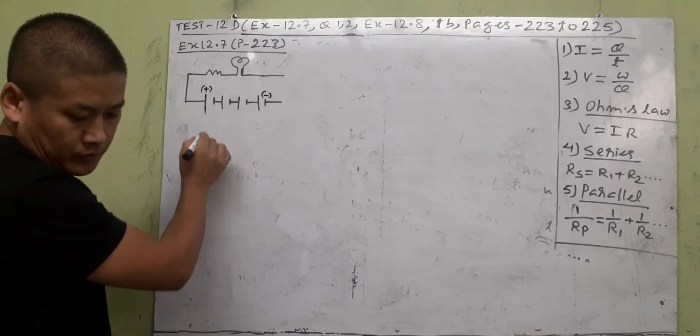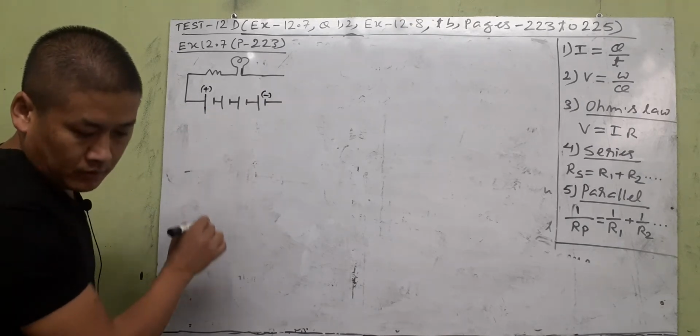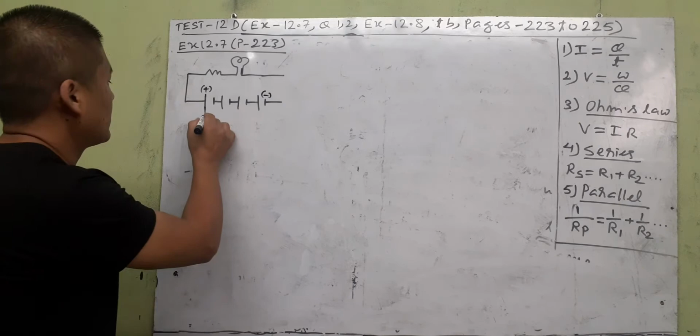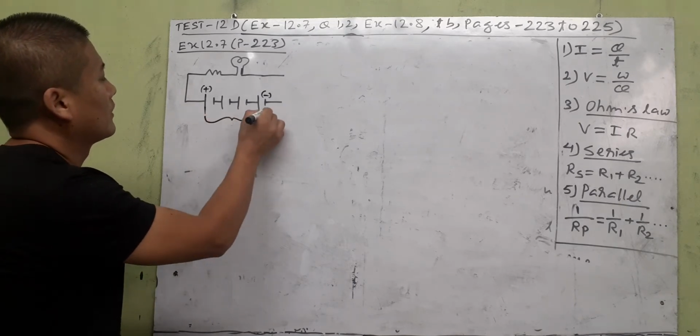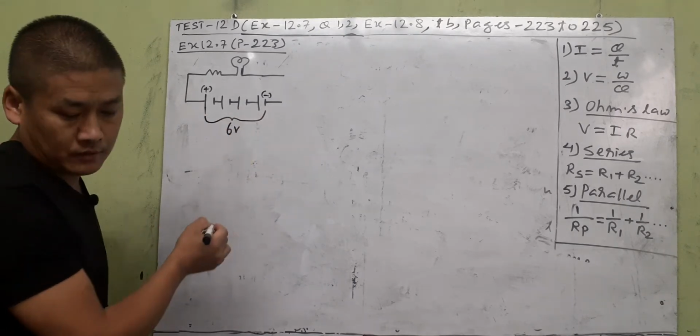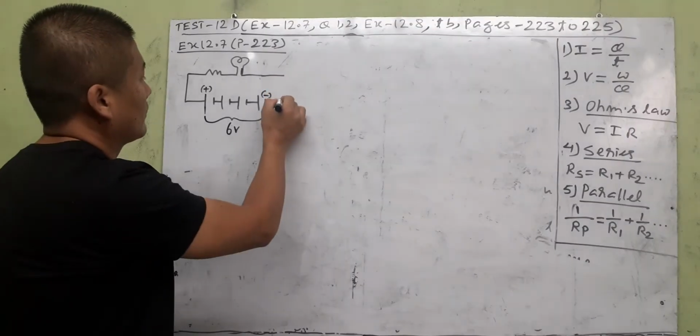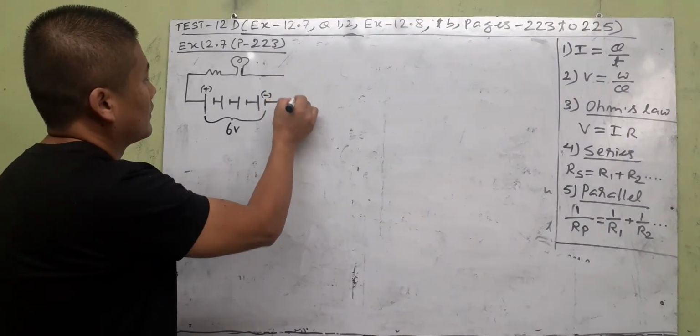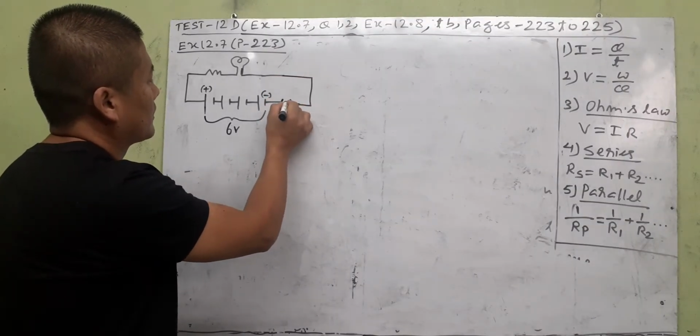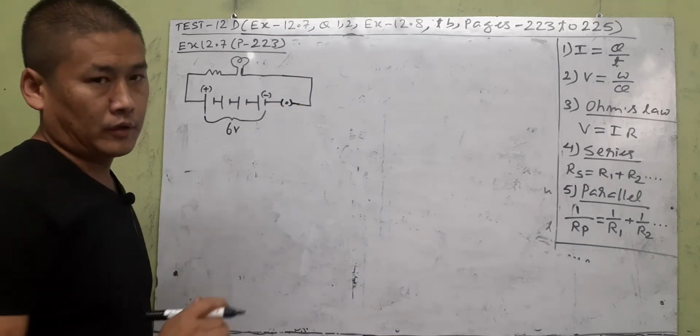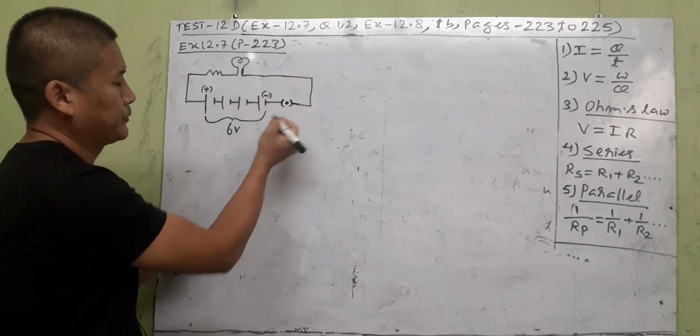According to the question, the total voltage: all these 4 cells combined are giving 6 volts. Then let us connect it to a switch. There is a switch, and then the circuit completes. Switch means switch on and off. On means there will be a dot here.